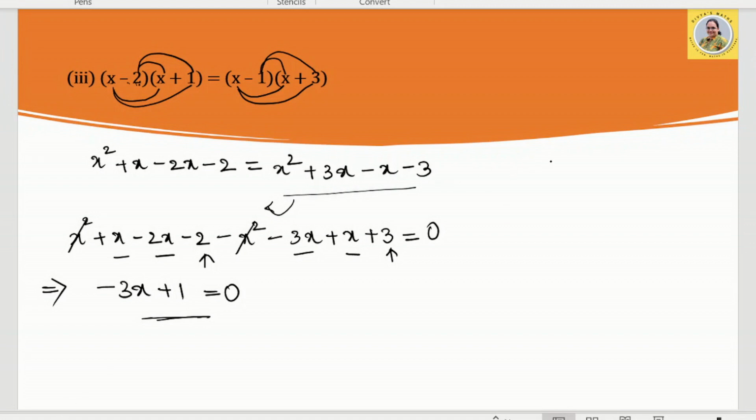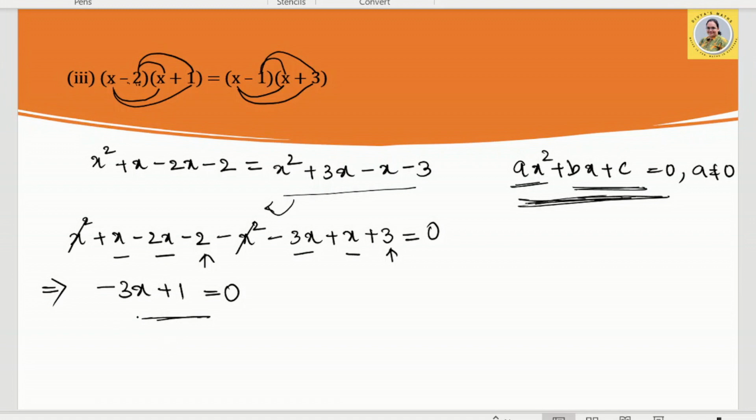Now if you compare it with the general form, which is ax square plus bx plus c is equals to 0, where a is not equals to 0. This is the general form of a quadratic equation, right? The equation which we got is not in this form. We only have an x term and a constant term. So hence it is not a quadratic equation.